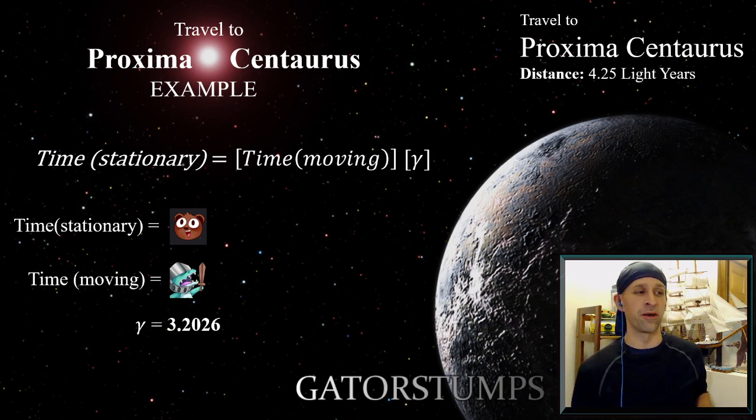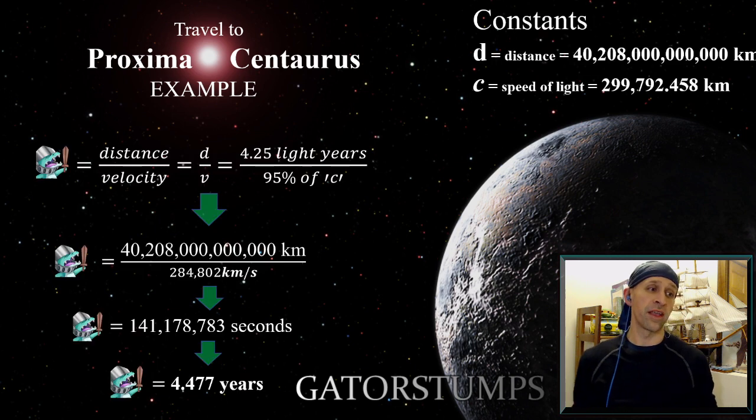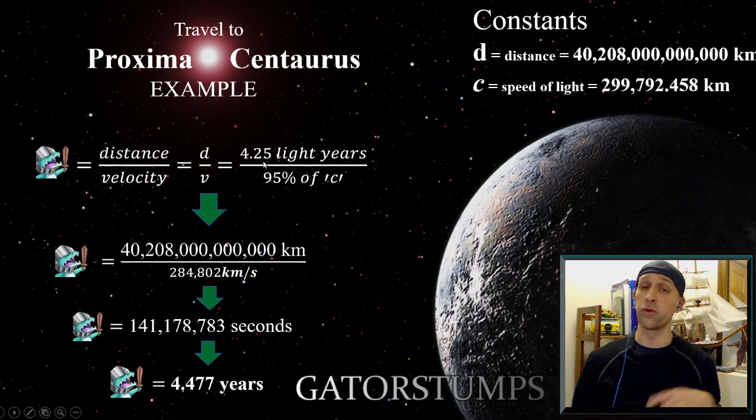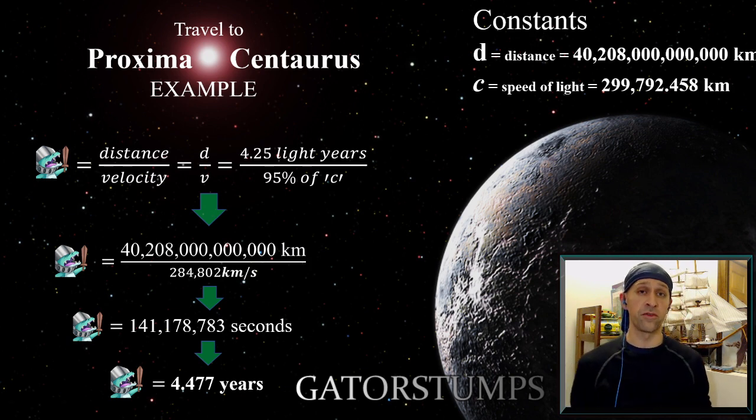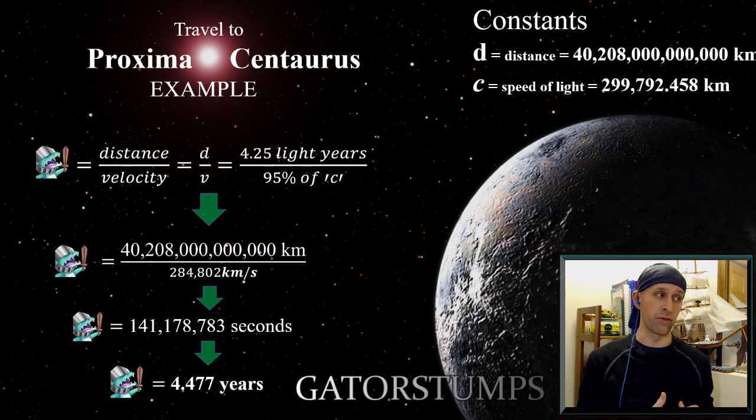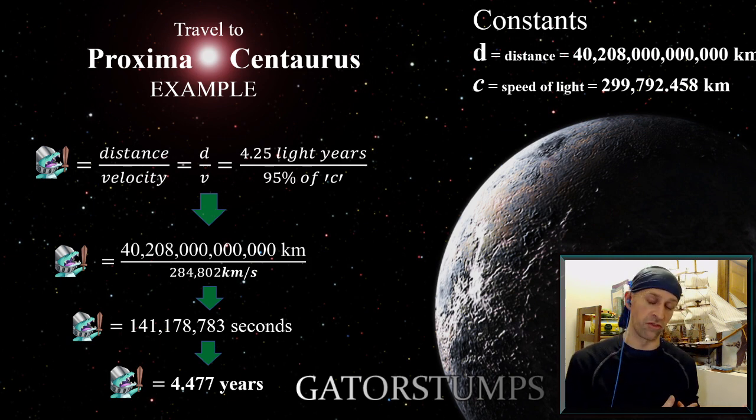So we break that math down. We need to figure out what Gator's time is. Gator is traveling at 95% the speed of light. How long is that going to take? You have the distance he's going to travel, which is 4.25 light years. You have the velocity. How fast is he going? Well, he's going 95% the speed of light, which, this is the math. It's going to take him 4.477 years to get there. That ain't bad, given the fact it's going to take Voyager 75,000 years to get there.